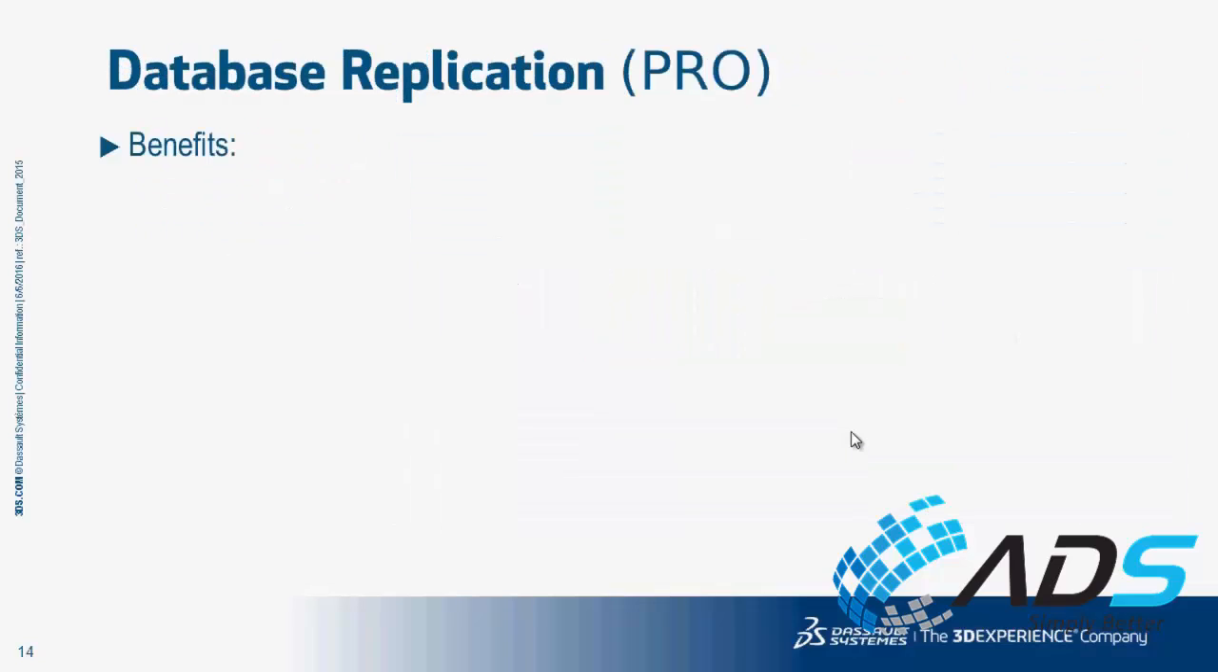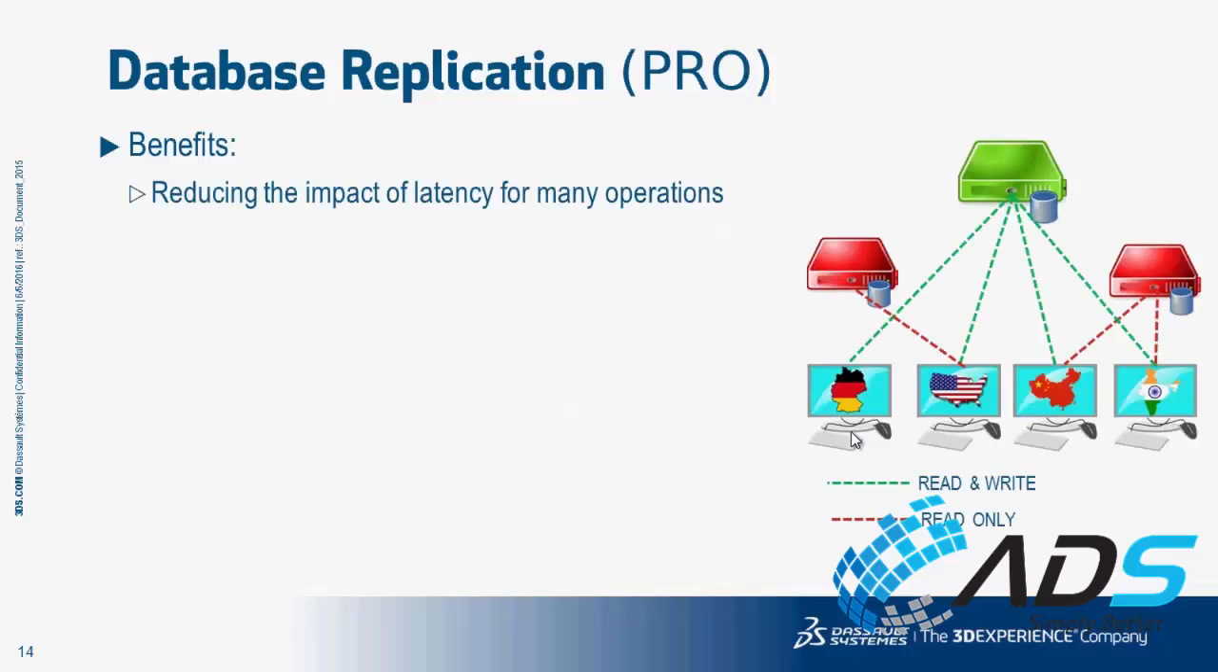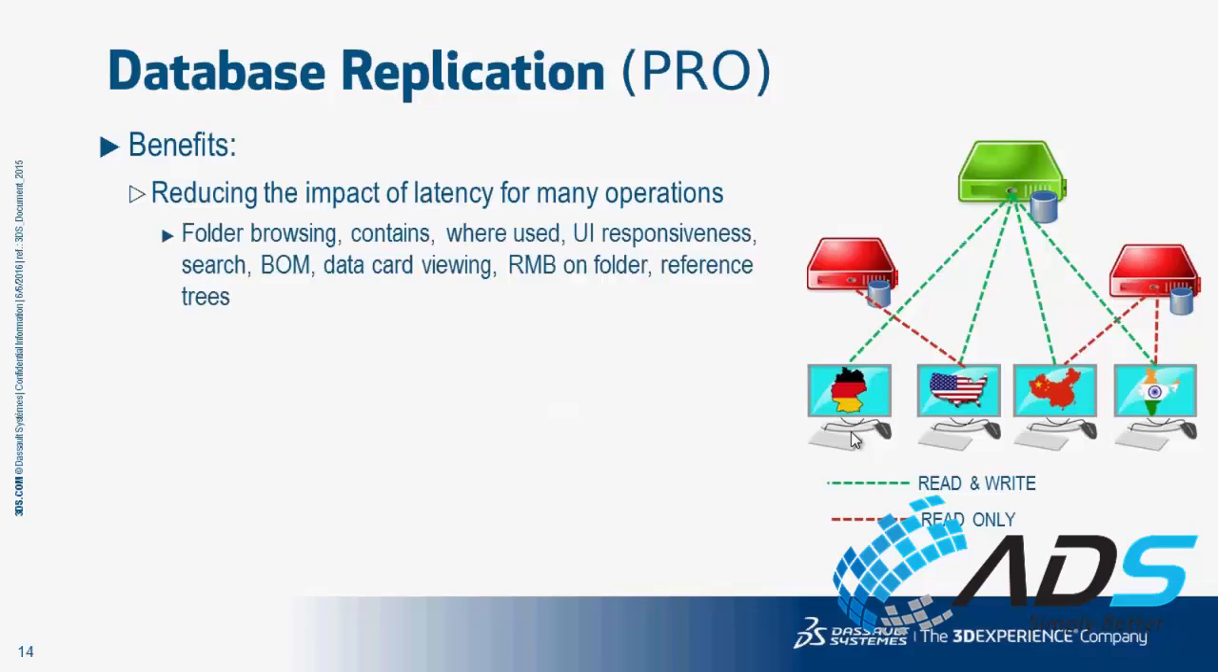So database replication, another, like I said, big project with lots of benefits. Reduce the impact of high latency for many operations. So the idea is that read operations that happen in the vault, such as folder browsing, looking at contains, where used, bill of material, and so on, all those are read operations, and those could be directed to secondary read-only databases. The write operations like check in and check out, change state, those type of operations would all be directed towards a primary database, and then the primary would update the secondaries.